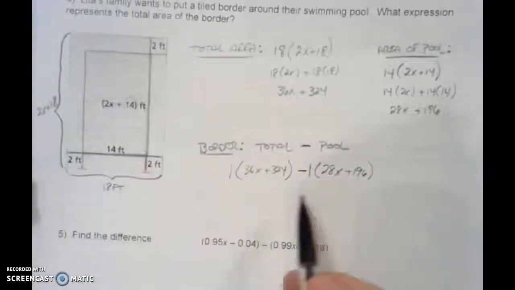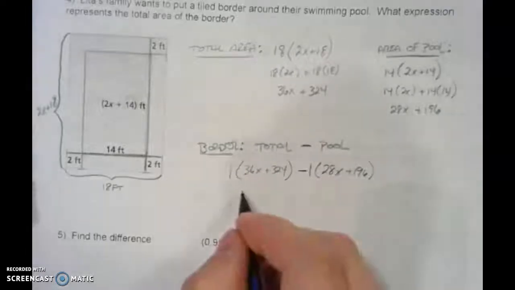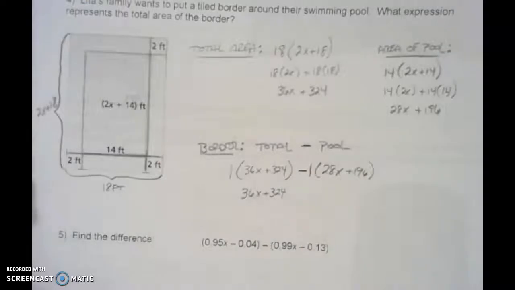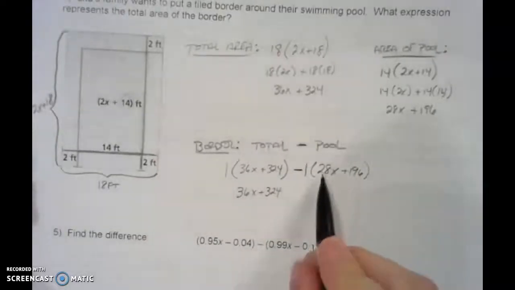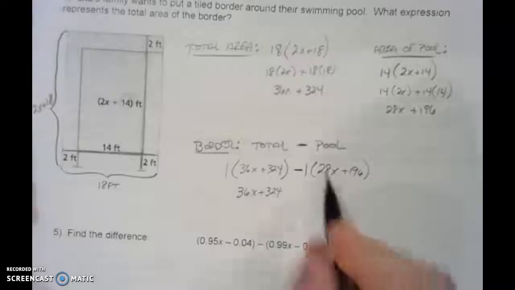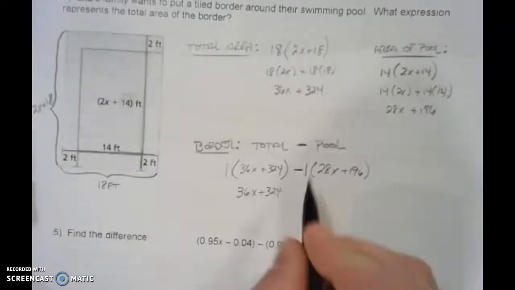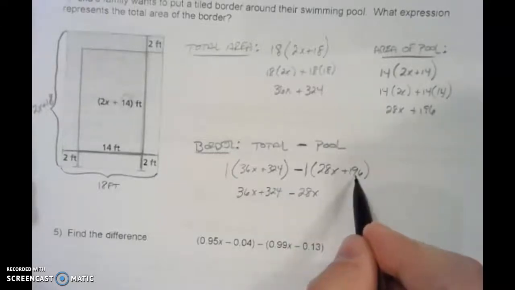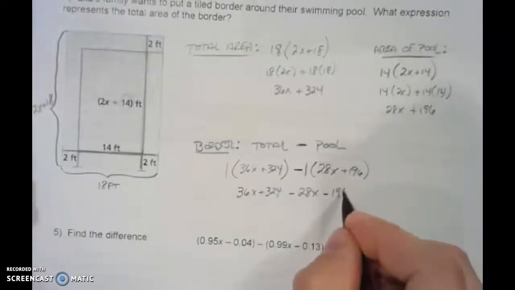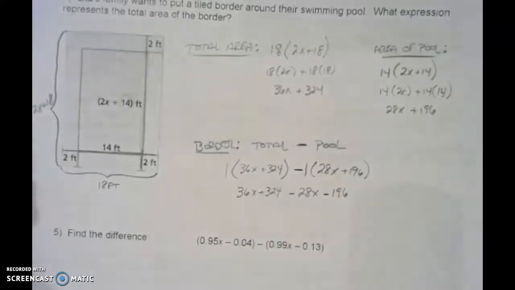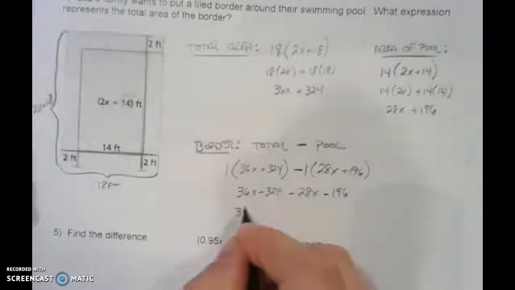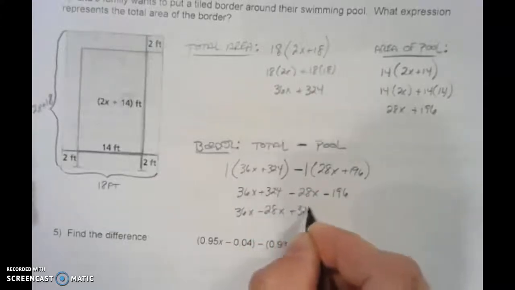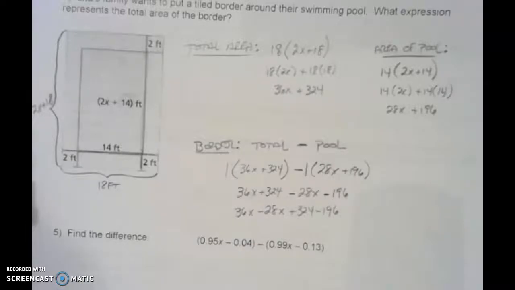So I'm going to have to distribute 1 to these terms, which isn't going to change anything, 36x plus 324. But then I'm going to have to distribute a negative 1 to each term inside of this parentheses. Negative 1 times 28x is negative 28x. And negative 1 times 196 is negative 196. So now I'm going to rearrange my terms. 36x minus 28x plus 324 minus 196.